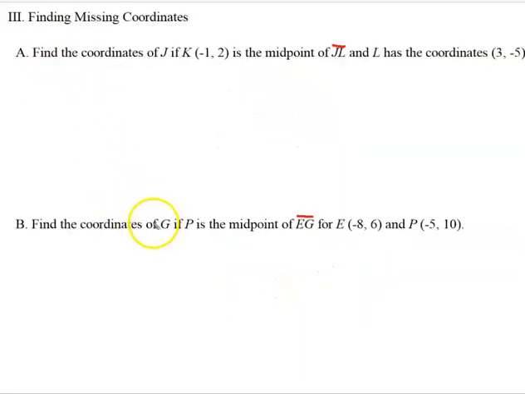Now we have some other problems where we're asked to find missing coordinates. And so we're told on letter A that we do have a midpoint. Okay, so find the coordinates of J. All right, J is unknown, but we do know what K is, and K is the midpoint of this segment. Okay, so if you wanted to do a little sketch, the entire segment is called JL. Not necessary, but for some people, pictures help. And K is the midpoint.